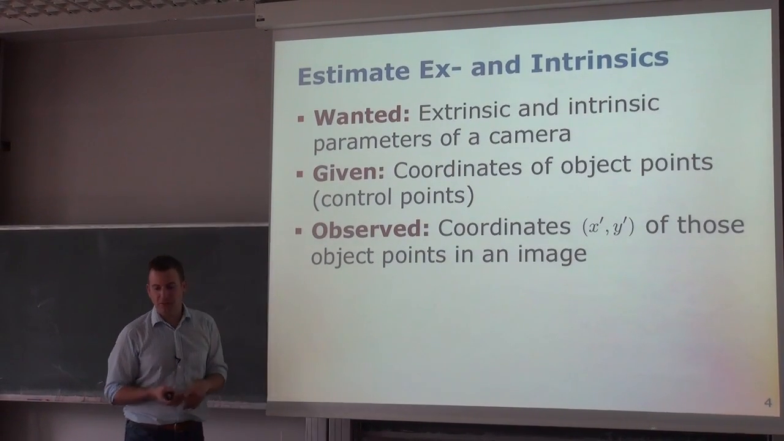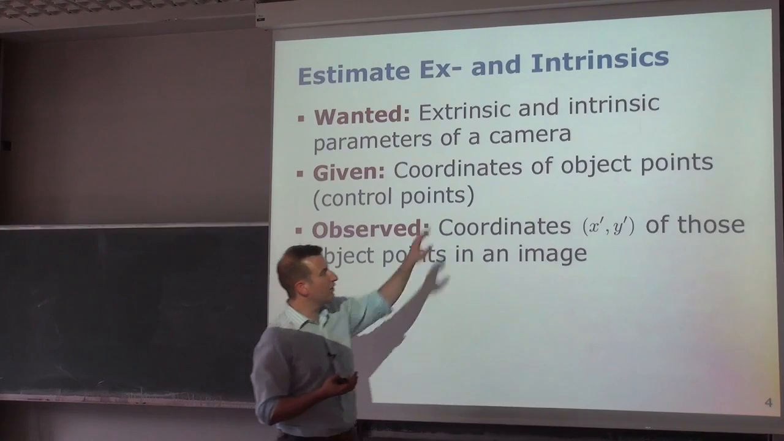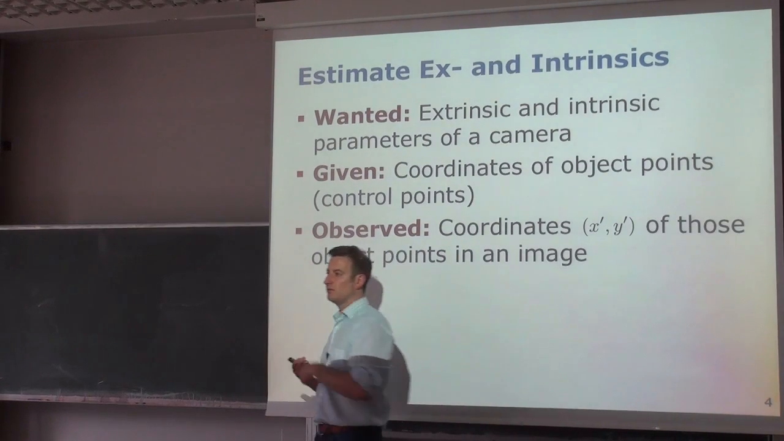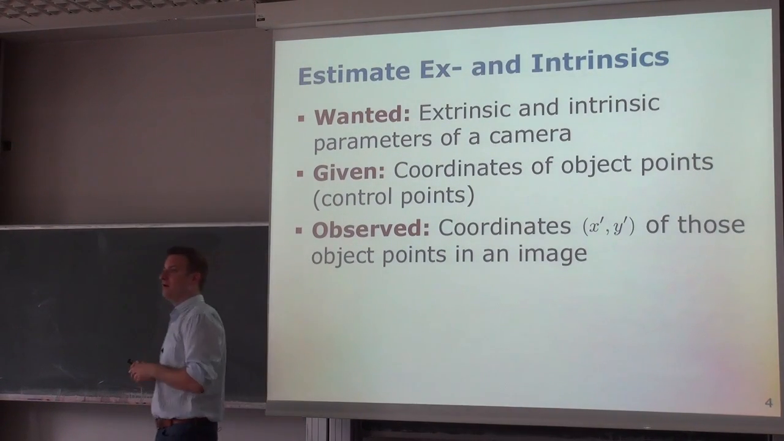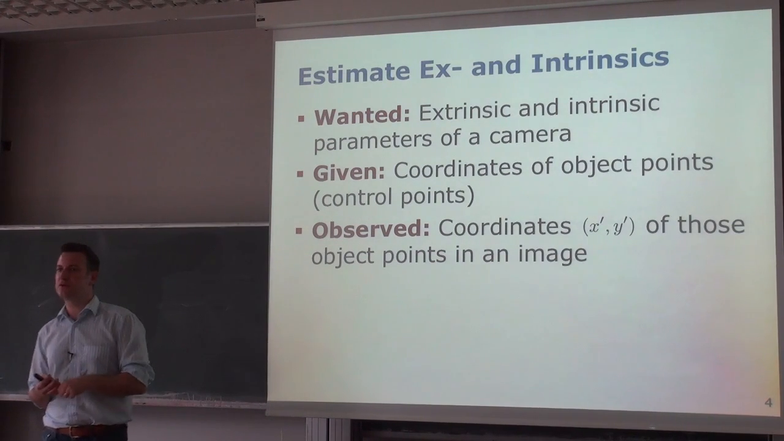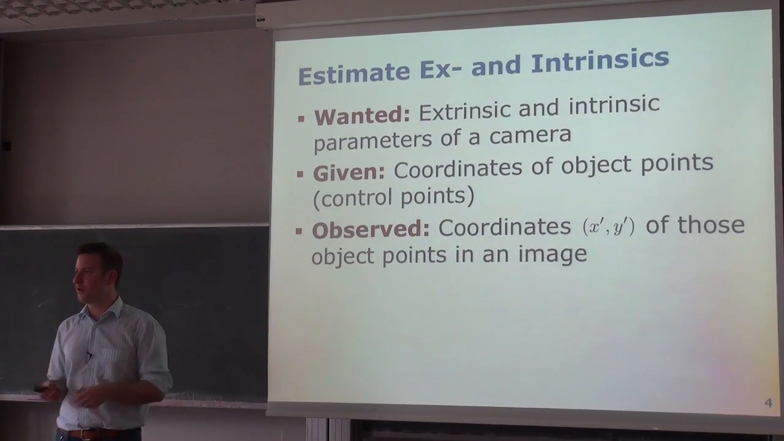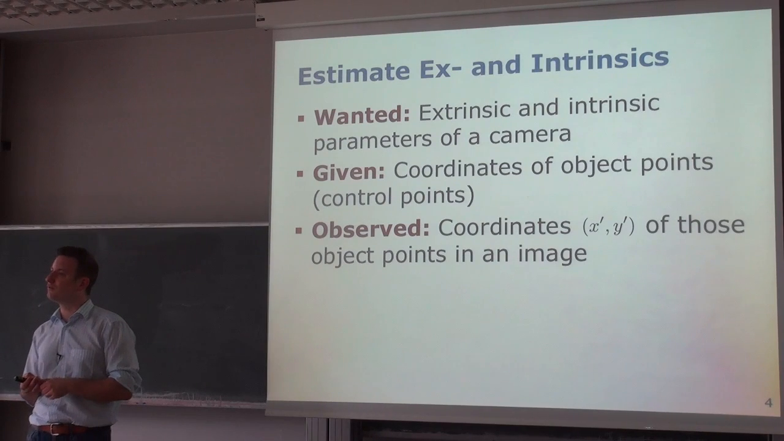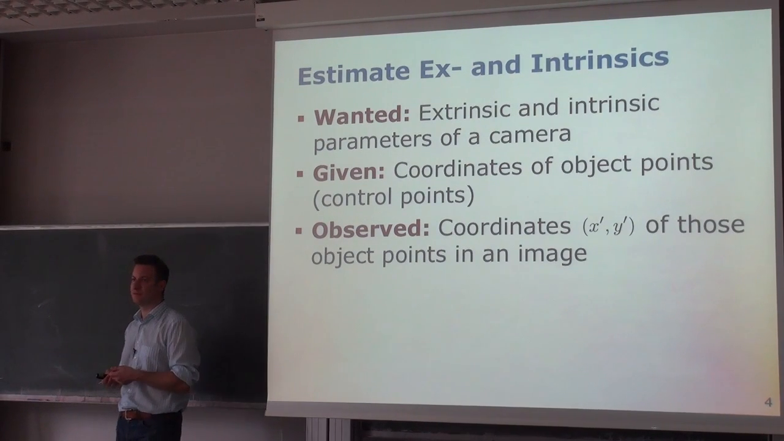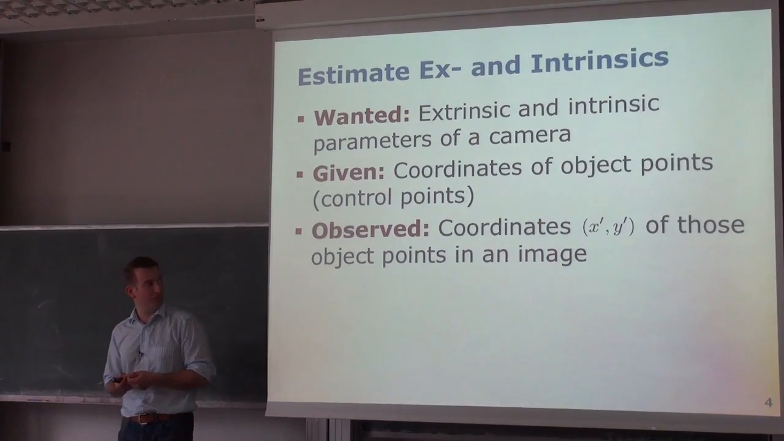And what I assume to have been given is coordinates of objects. So I know the 3D location, the 3D coordinates of certain points or certain objects in the scene. And these are my control points. This is given. I need to know this as background information in order to do this process.